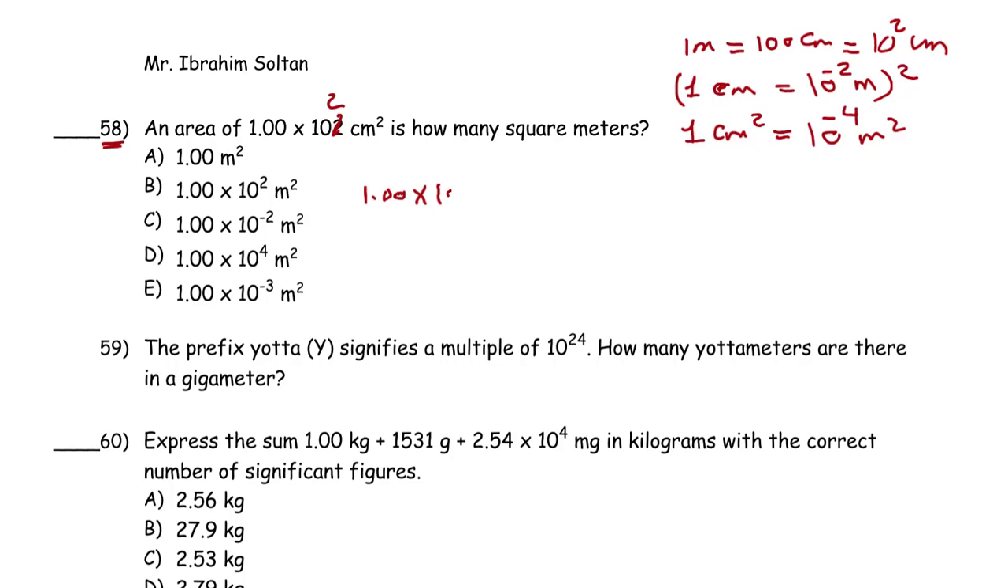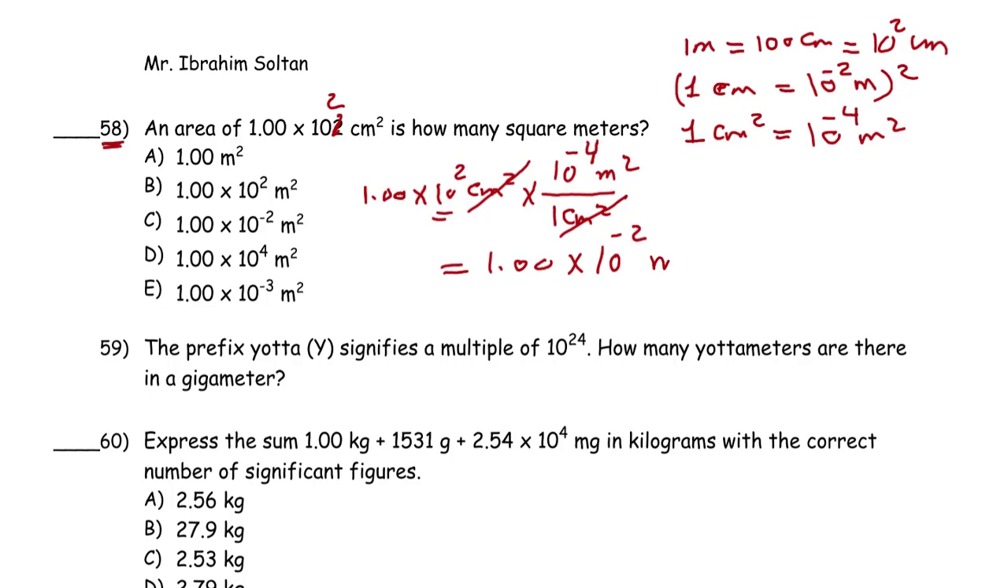1.00 times 10 power 2 centimeter square. Let's multiply with the conversion factor. So 1 centimeter square equals 10 power negative 4 meter square. Now we convert it to meter square. So 1.00 times 10 power 2 times 10 power negative 4 means 10 power negative 2, right? Meter square. The answer will be letter C. Let's move to the next.